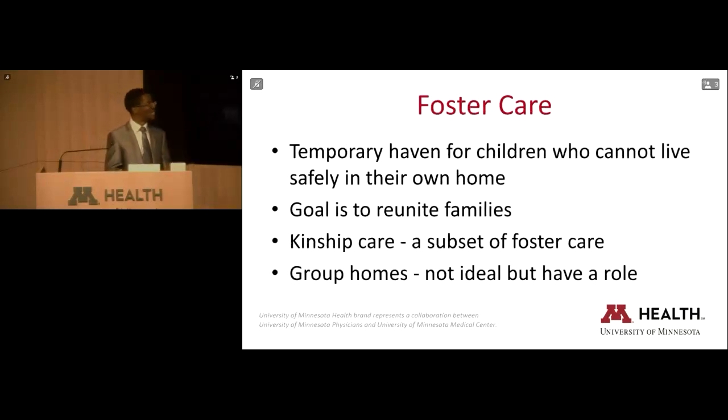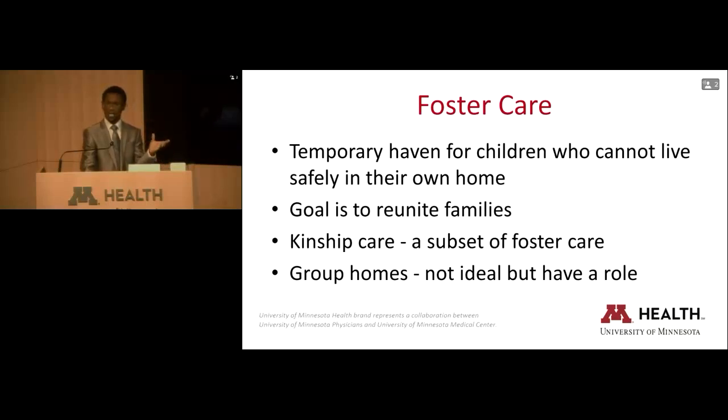So talking about what I know of foster care and my experience with that, the foster care system is meant to be a temporary haven for children who cannot live safely in their own home for a period of time. The goal is always to get the children back to their biological families when the issues that made their home unsafe have been taken care of.